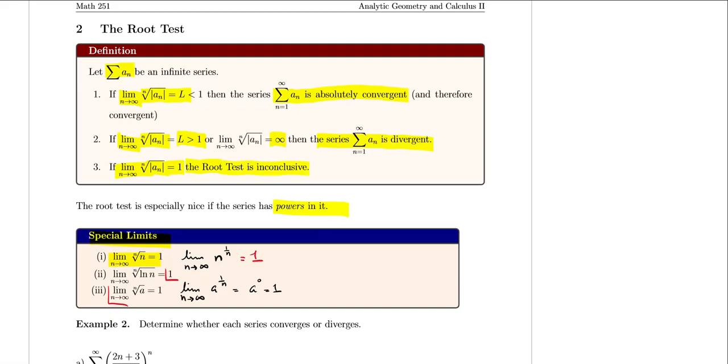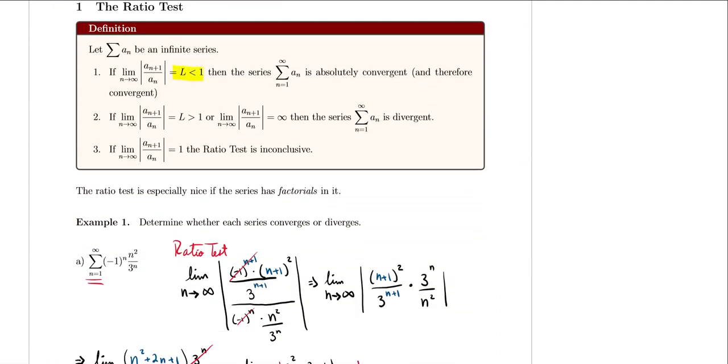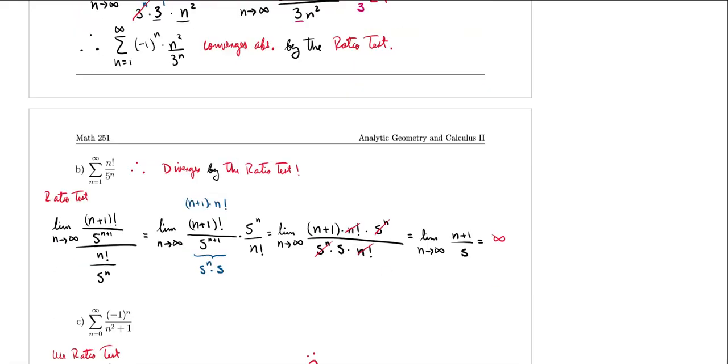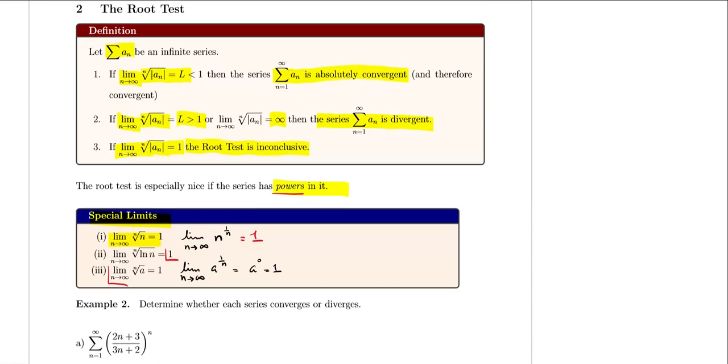So you notice here, we have very similar conditions to the ratio test. If L was less than 1, we have something that's absolutely convergent. If L was greater than 1, or infinity, then we have a series that's divergent. And if the limit is equal to 1, then our test is inconclusive. All right, now, I mentioned in class that the ratio test was especially useful if we had a series that had factorials in it. Now, if you have a series that has powers in it, then the root test is especially useful. So let's take a look at a couple of examples here.